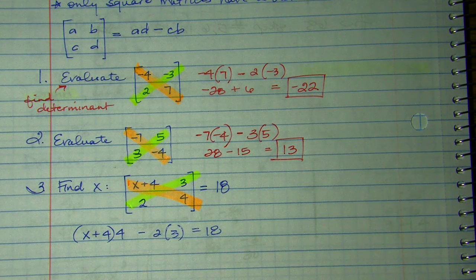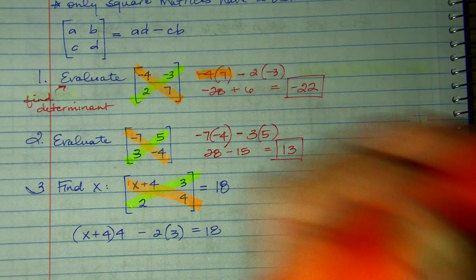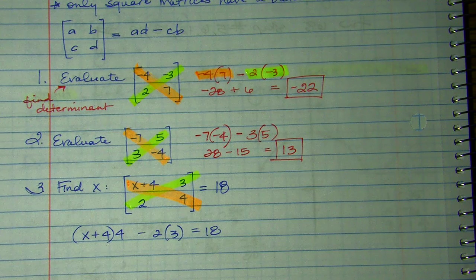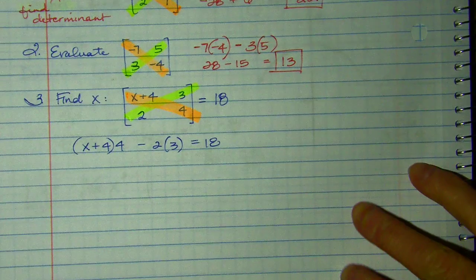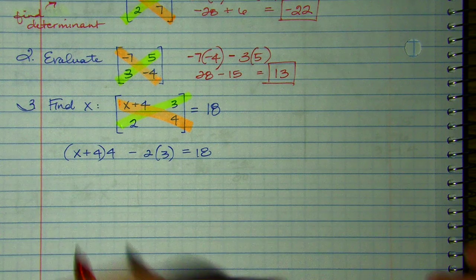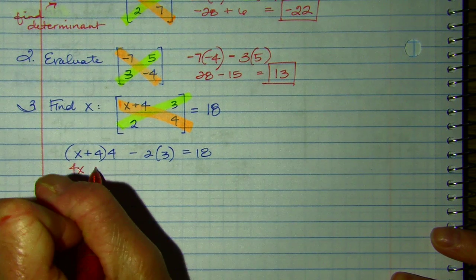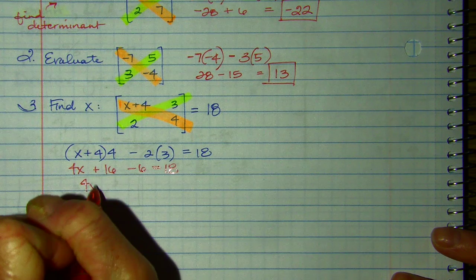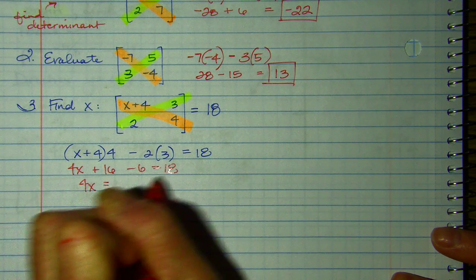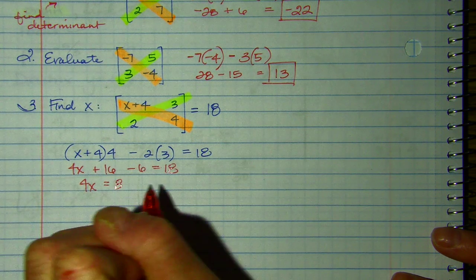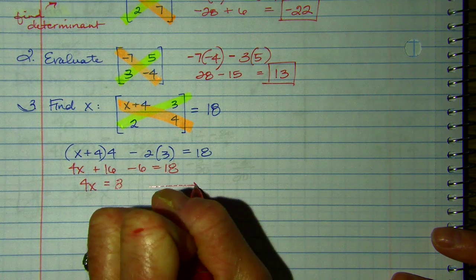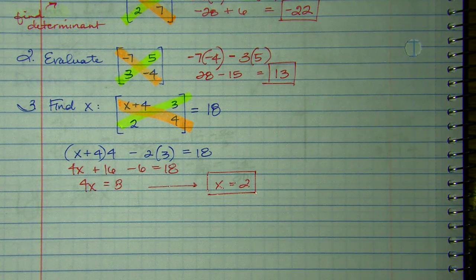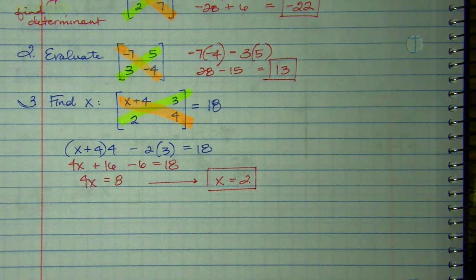Now, I didn't color code or highlight through here, but hopefully you can see. And you guys might not need the color coding. All right, so I'm going to go ahead and solve this. That would give me 4x plus 16 minus 6 equals 18. So 4x equals, this is 10, 18 minus 10 is 8. So x equals 2. Okay. Next one.